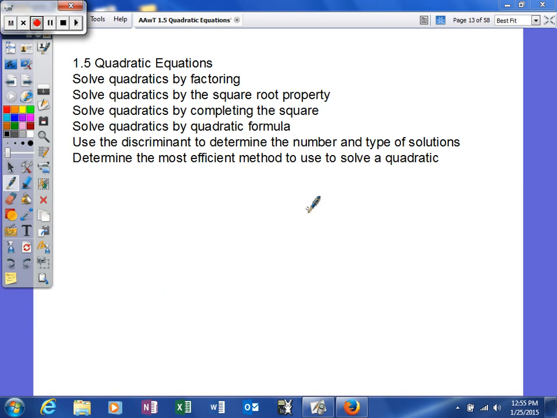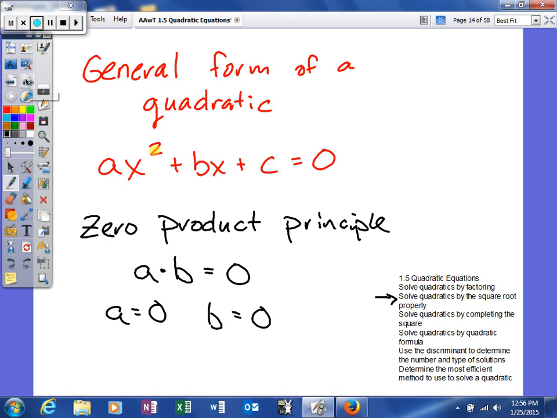Next section is 1.5 quadratic equations. We're going to solve quadratics by factoring and square root properties, solve quadratics by completing the square, solve quadratics by the quadratic formula, use the discriminant to determine the number and type of solutions, and determine the most efficient method to solve a quadratic. All right, a little bit of some introduction for starters.